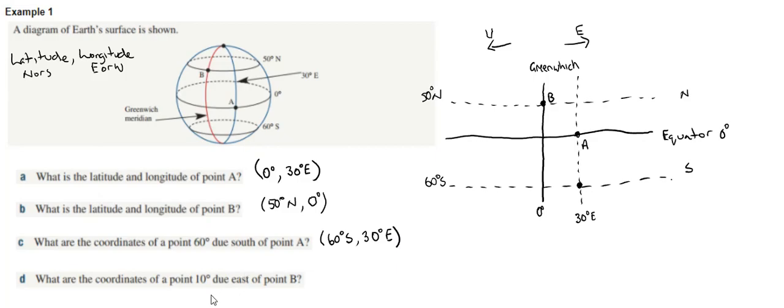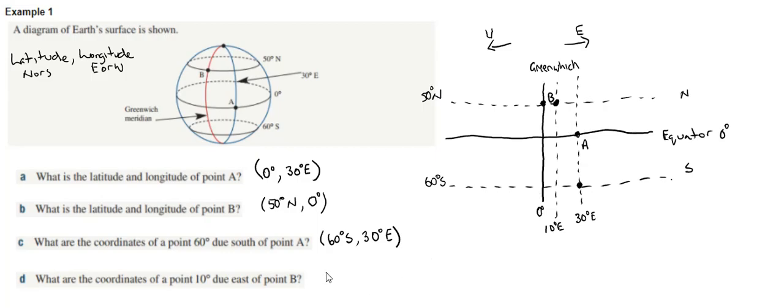Part B, what are the coordinates of a point 10 degrees east of B? Alright, so there's B here. So 10 degrees east, B is on the Greenwich meridian, which is at 0. So if we do 10 degrees to the east, we're moving 10 degrees this way. So I'm going to squeeze it in there. That would be my 10 degrees east line. And we're after a point which is 10 degrees east of B. So it's that point there.